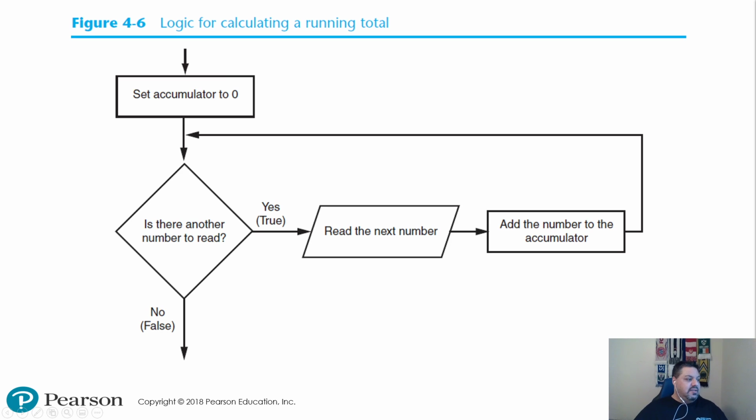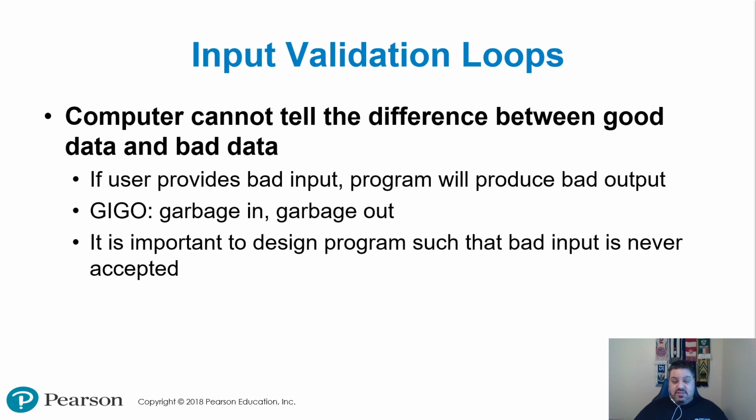So again, how does this look? Well, you set your running total, the book says accumulator, fine, to 0. Is there a number to read? Yep, there is. Read the next number, keep adding it. We just did this. If there isn't another number to read, or if you see a negative number, then it exits and does whatever it does after that loop is finished.